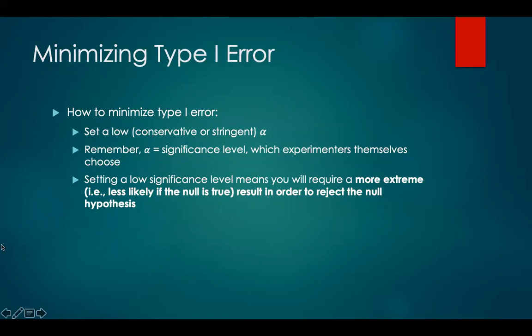Well, to minimize type 1 error, we need to set a low, conservative, or stringent alpha. Remember, alpha is the significance level, which the experimenters set themselves. So setting a low significance level means that you'll require a more extreme result in order to reject the null hypothesis. And by more extreme, I mean less likely if the null is true.